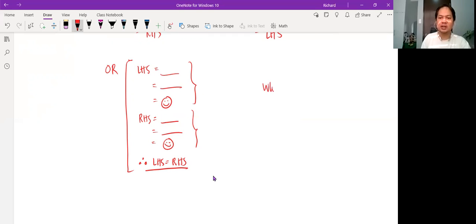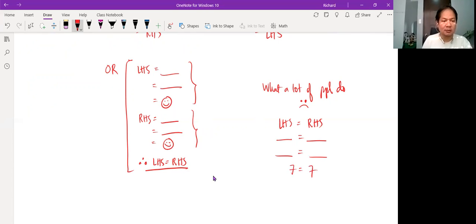Okay, what a lot of people do, which I find unsatisfactory, is gagawin ng iba. Left-hand side equals right-hand side. And then conversion, convert the left-hand side until you end up with something that's trivially true. Okay. I would say it depends on the person who's doing it. If that person is cognizant of the fact that these statements are all equivalent.